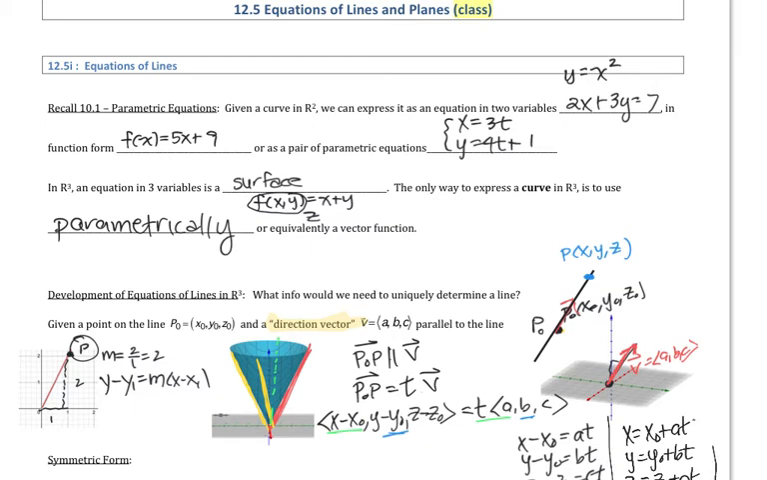These are the parametric equations for a line that contains the point x0, y0, z0, and the direction vector ABC. The way I remember this is the point goes here, the direction vector goes here with the parameter, and that is the set of parametric equations for a line.